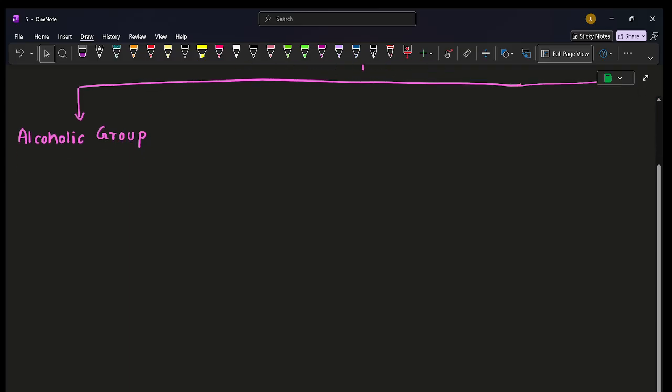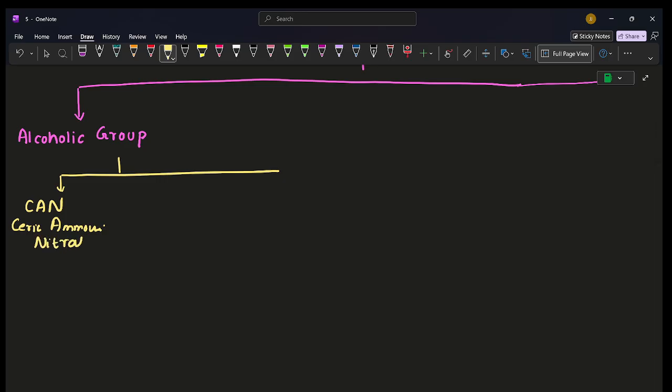Okay, right. So in alcohols we have three tests. We have CAN, Lucas, iodoform. Let me put that down. CAN, basically ceric ammonium nitrate, and we have Lucas test and iodoform test. Alright, so these three are basically the tests for alcohols. So let's see what the ceric ammonium nitrate test is all about.